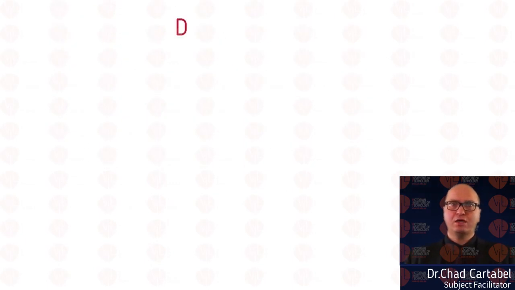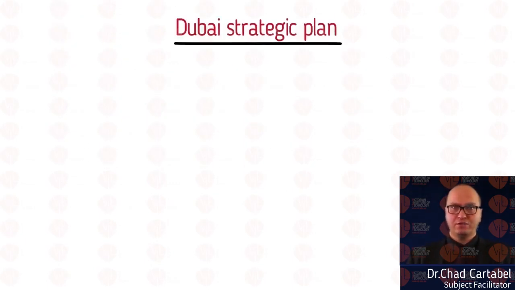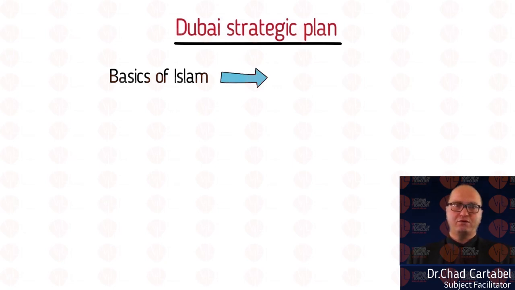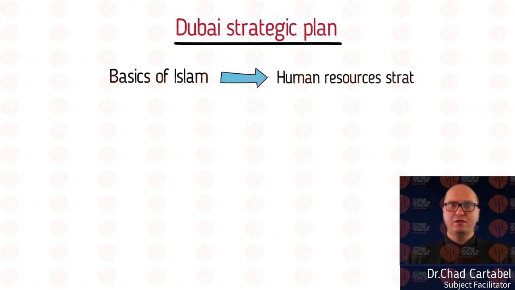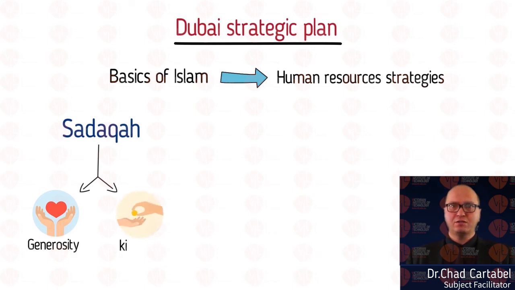Now, if we look at the UAE as an example, I've actually worked there for a couple of years, and I can tell you that there is a different system of human resources happening there. For example, the basics of Islam rely on some of the things that are impacted into the human resource strategies in the organizations over there. For example, sadaqah, which is generosity and kindness, need to be reflected in their policies. Duty, sense of duty towards the community is also important in there.